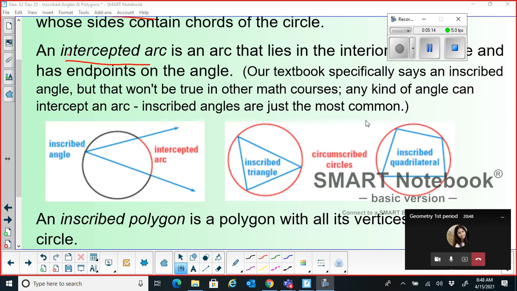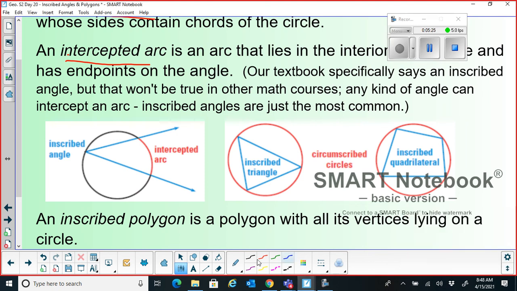Okay, I hope you have noted down those two. Let's see the next definition. It's the definition of inscribed polygon. An inscribed polygon is a polygon with all of its vertices lying on the circle. If all the vertices of any polygon lie on the circle, then that particular polygon is called an inscribed polygon. So for example, here I have an inscribed triangle because all of the vertices of the triangle lie on the circle.